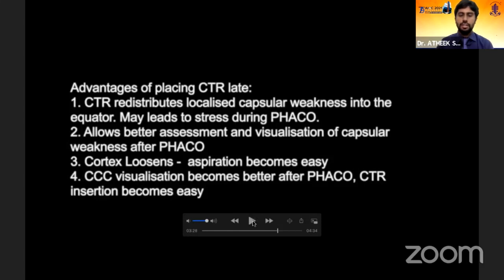However, if you're not able to do your rhexis and the zonules are very loose, it can be placed earlier also, but you have to be very cautious and ensure that it goes exactly into the bag. And placing the haptic also can be done comfortably.